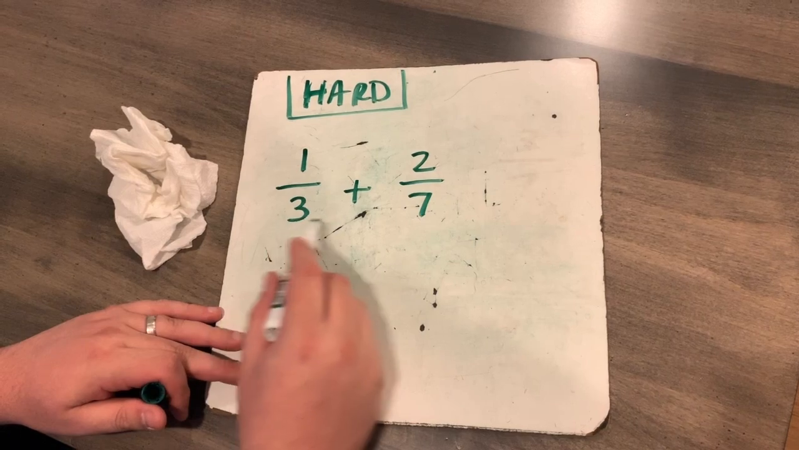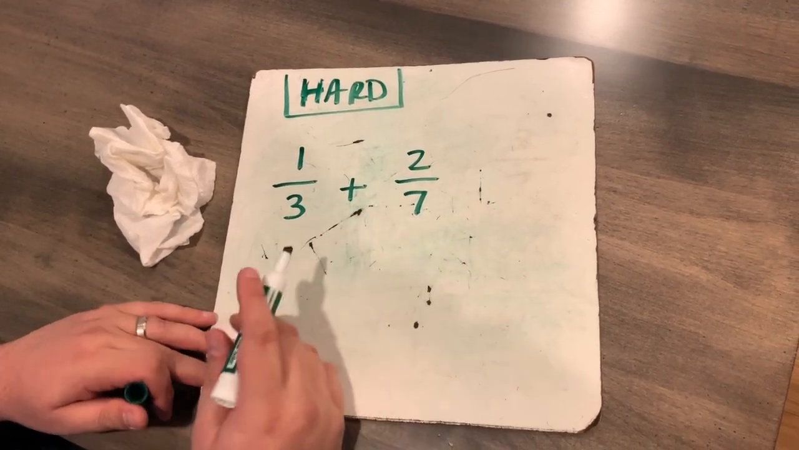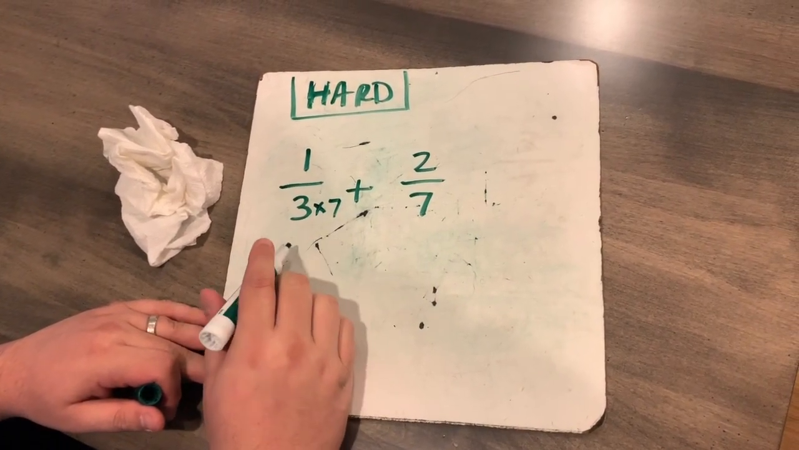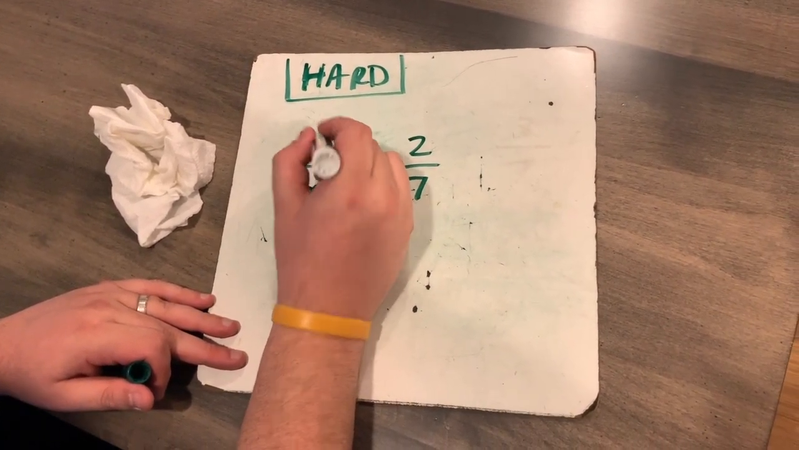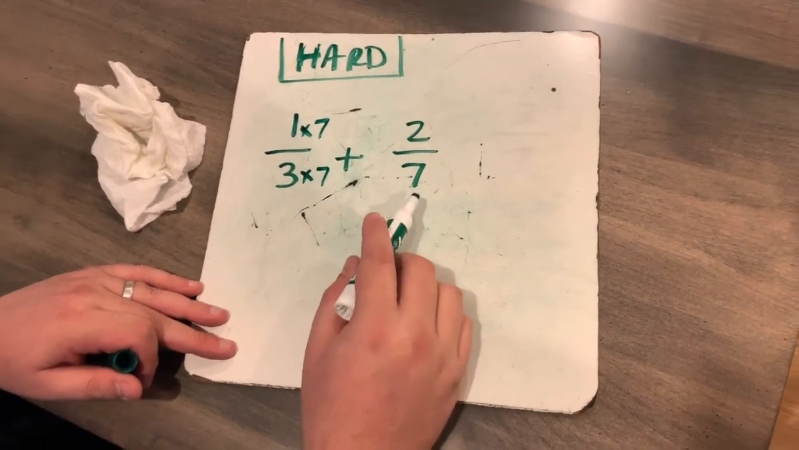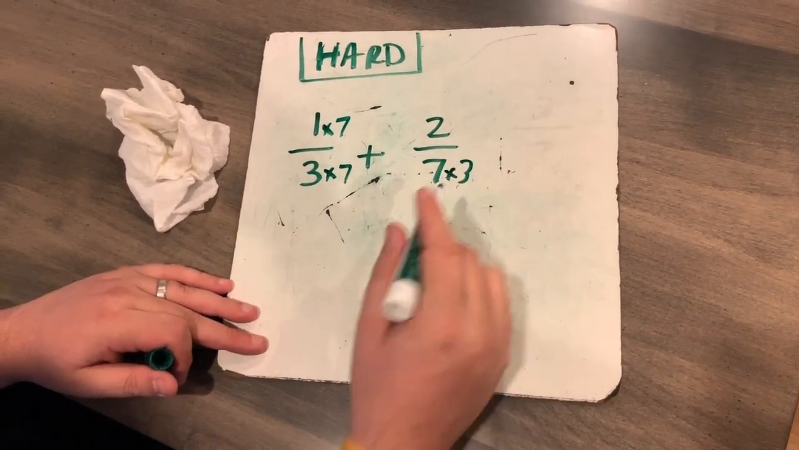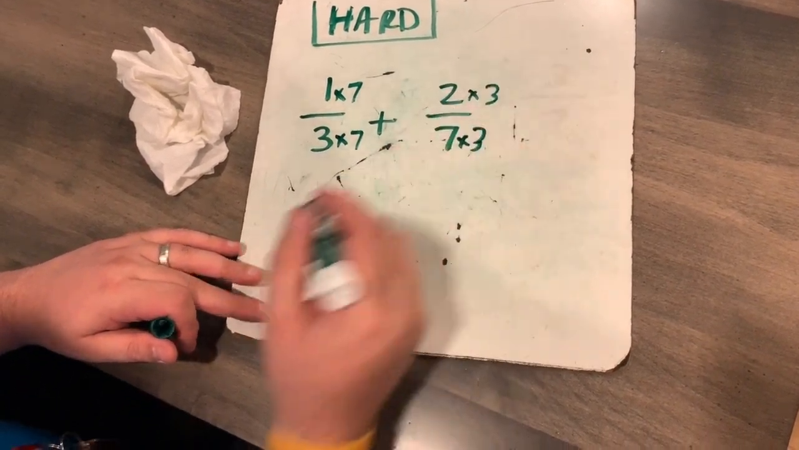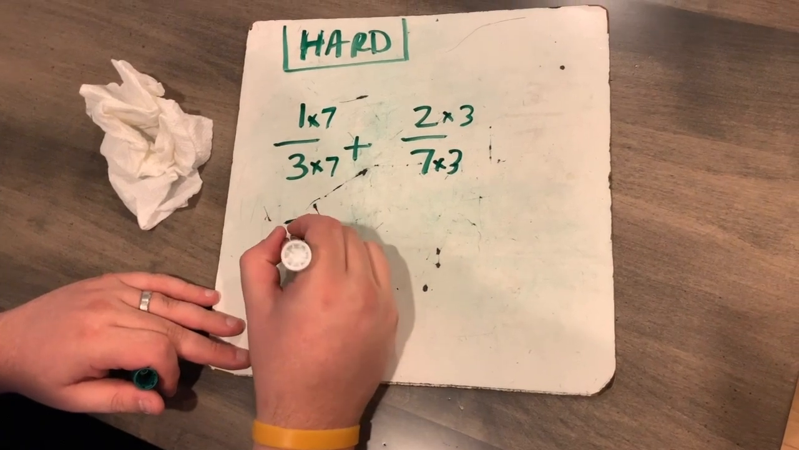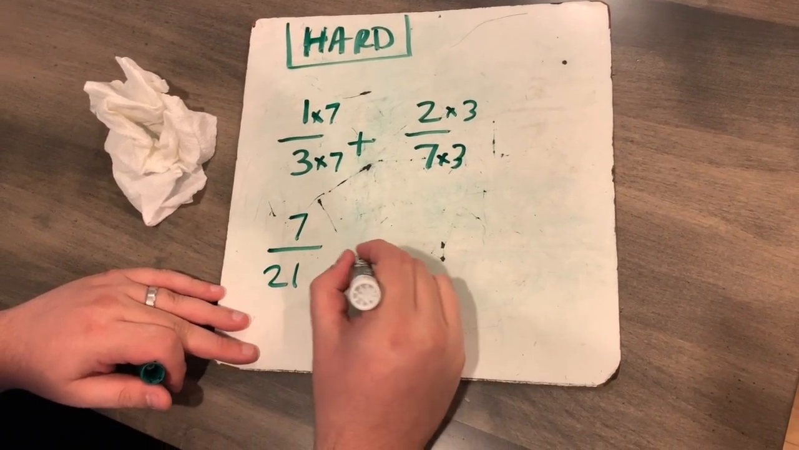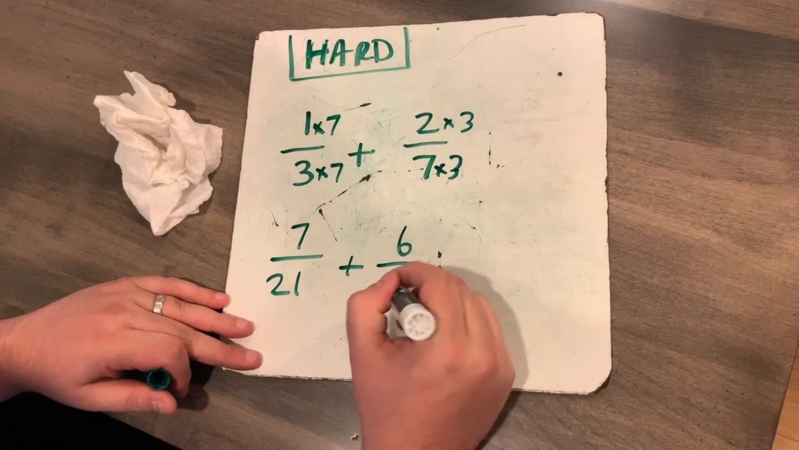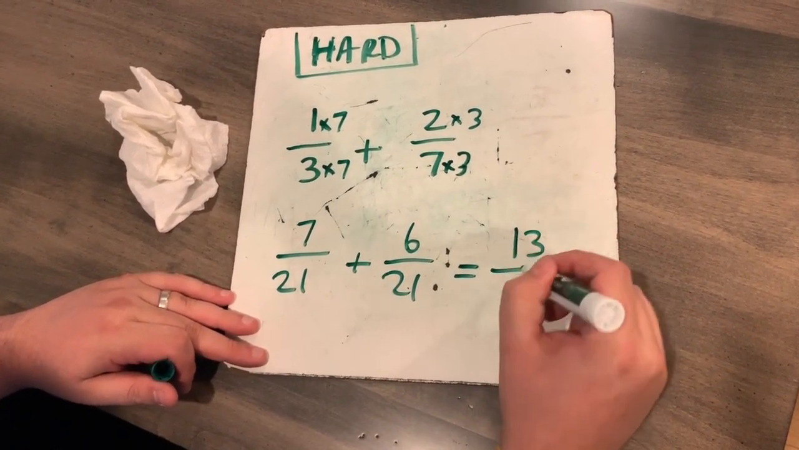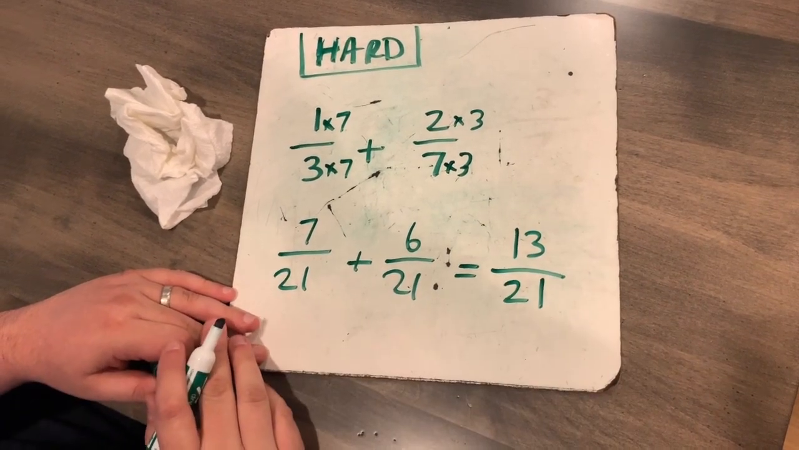So to turn a 3 and 7, that's 21, I'm going to have to turn them into 21s. So 3 times 7 will give me 21. Whatever I do on the bottom, I have to do on the top. And then right here, 7 times 3 is what will give me 21. And whatever I do on the bottom, I have to do on the top. So now I've got to rewrite. So this is now 7 over 21 plus 6 over 21, and that equals 13 over 21.